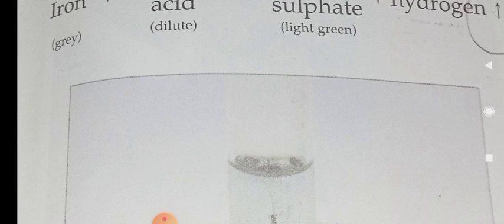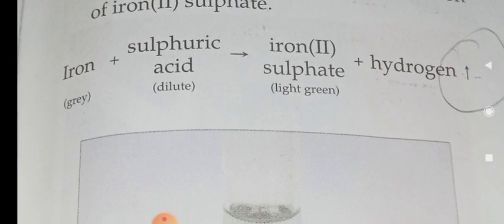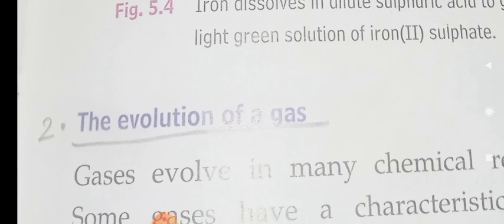Similarly, iron nails are gray in color, you know that, isn't it? So when iron nails react with sulfuric acid, iron(II) sulfate will be formed. Iron(II) sulfate will be green in color. So when you soak the iron nails in sulfuric acid, slowly the solution will become light green in color. That indicates the formation of iron(II) sulfate and the evolution of hydrogen gas. Okay children, this is how we can identify a chemical reaction by change in color.